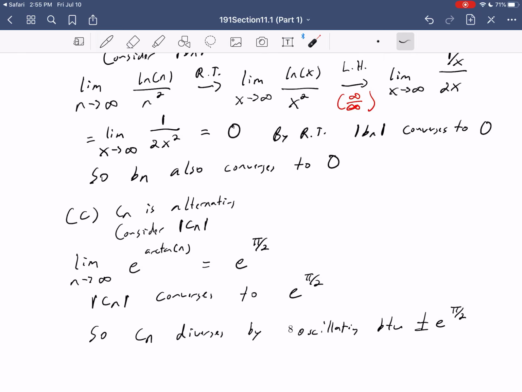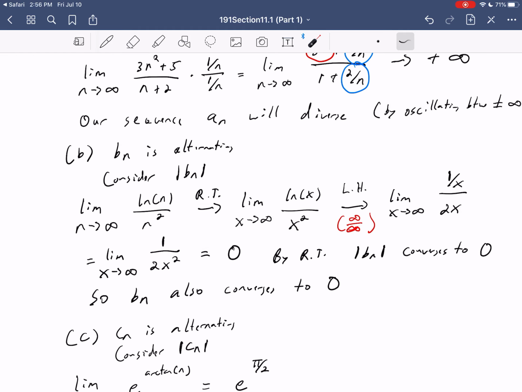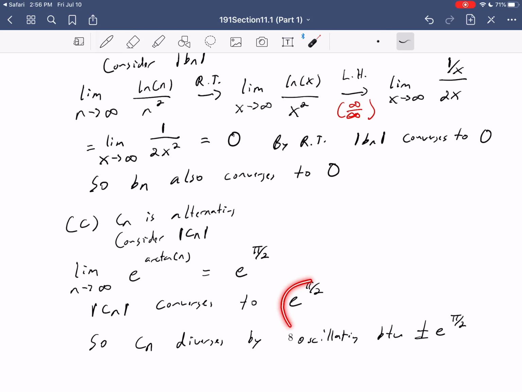So again, with these alternating sequences, they are very particular. The only way an alternating sequence can converge is if the absolute value converges to 0. That's the only way. If the absolute value goes anywhere else, positive infinity, negative infinity, doesn't exist, equals some non-zero number, then the alternating sequence, because it keeps flipping between positive and negative, will diverge.